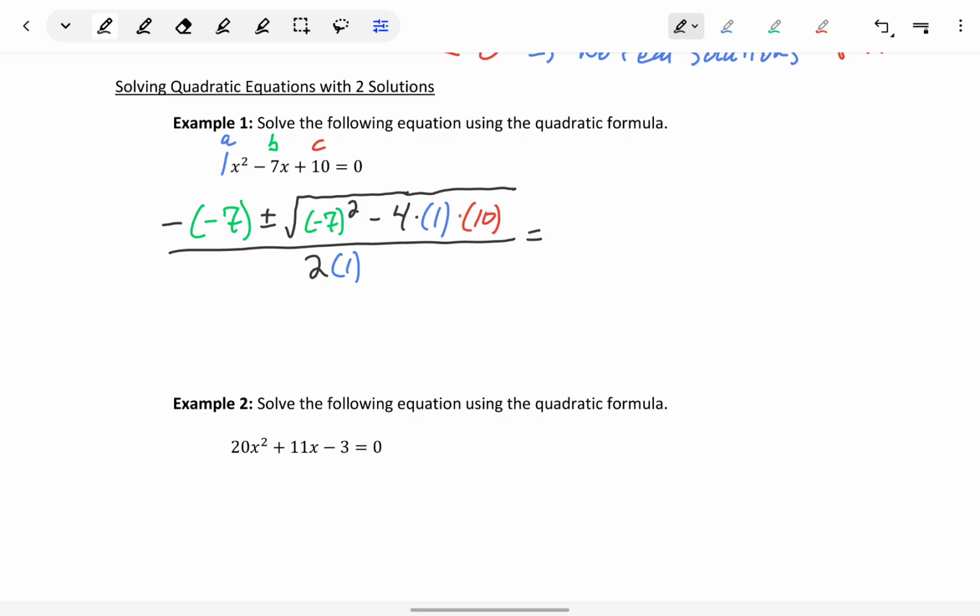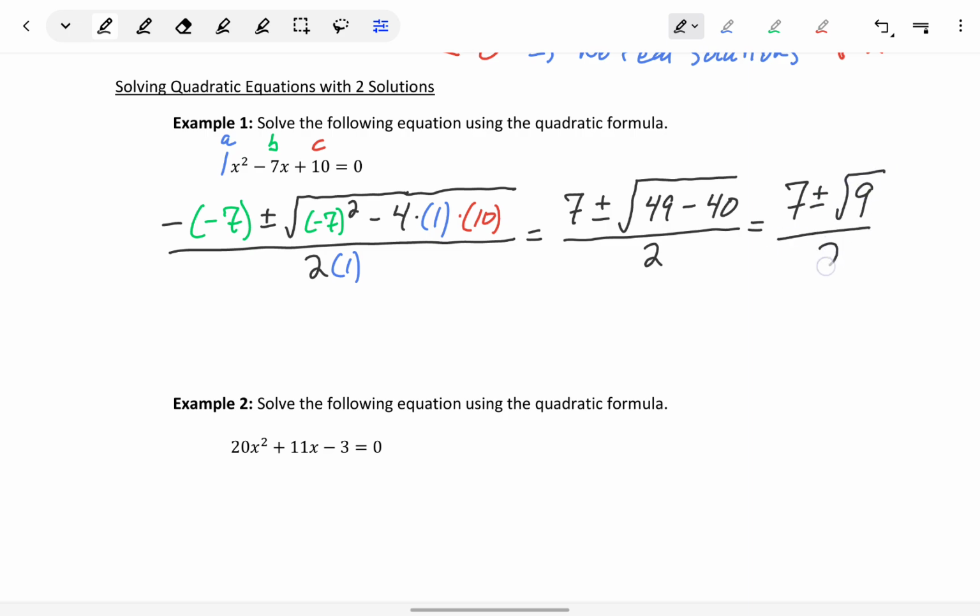To start evaluating this, we have the opposite of negative 7, so that will become positive 7, plus or minus the square root of negative 7 squared will be 49, minus 4 times 1 times 10 will be 40, all over 2 times 1, which will be 2. So we get 7 plus or minus the square root of 9, all over 2.